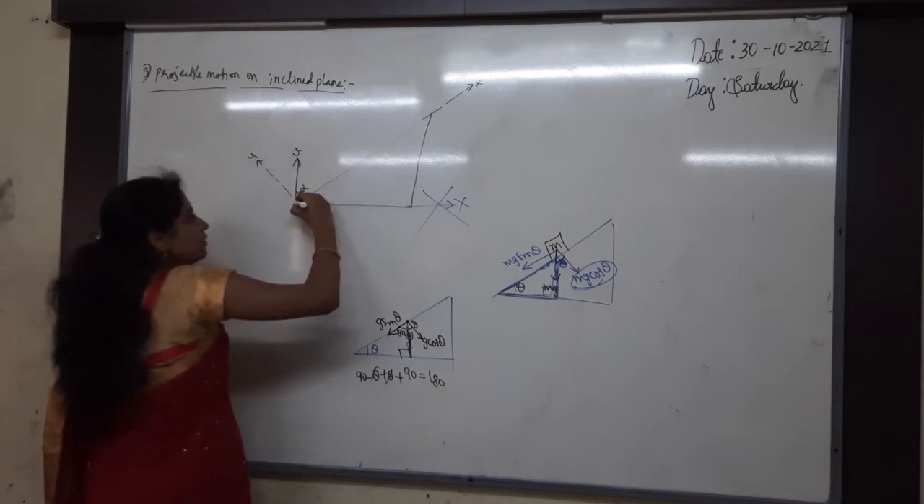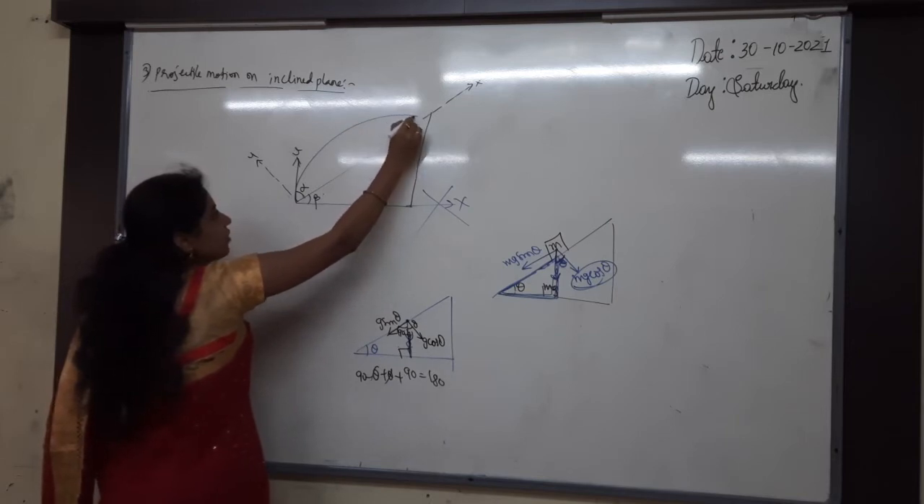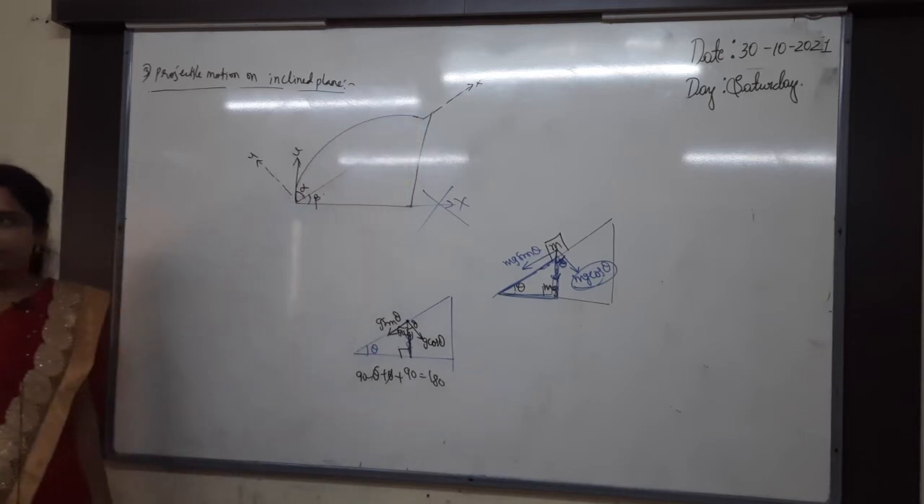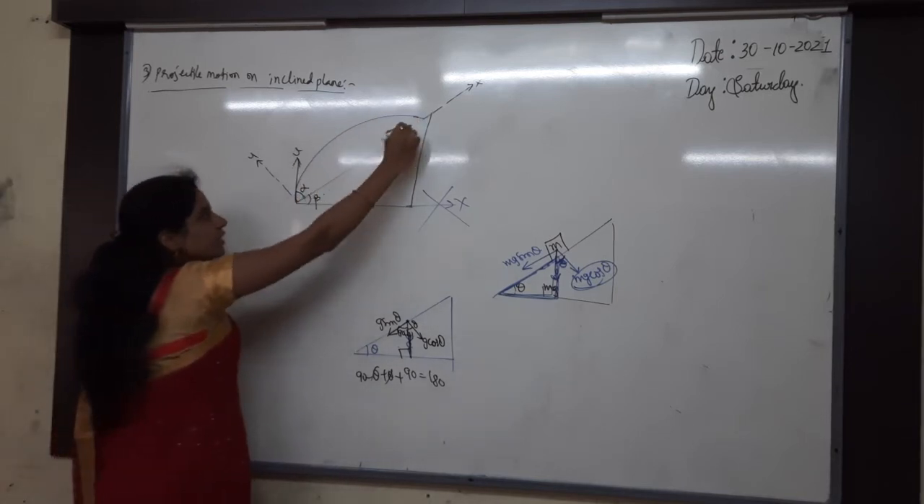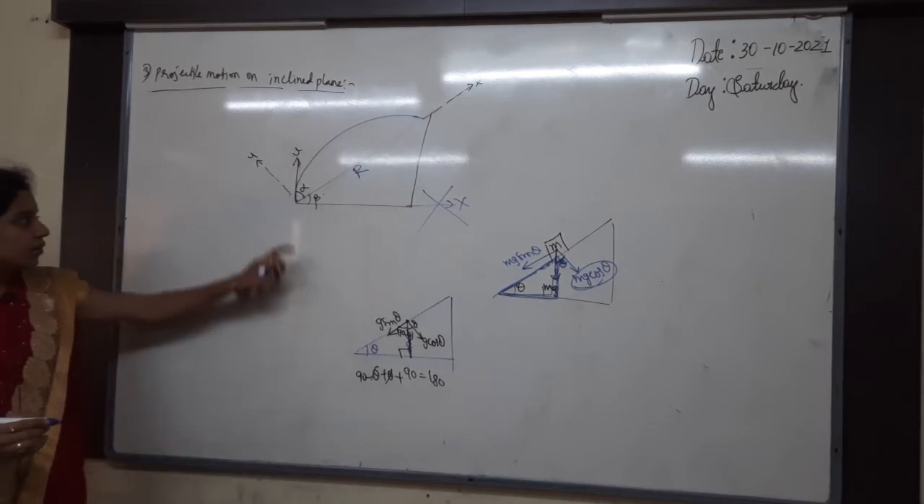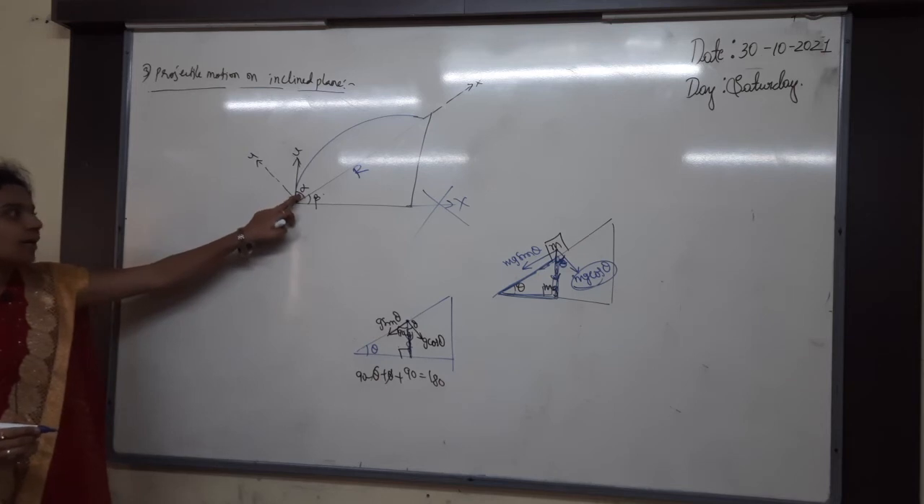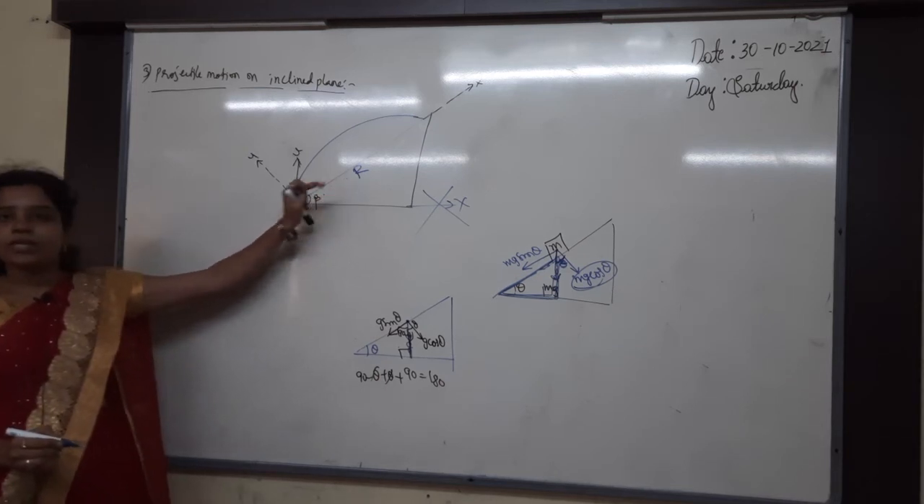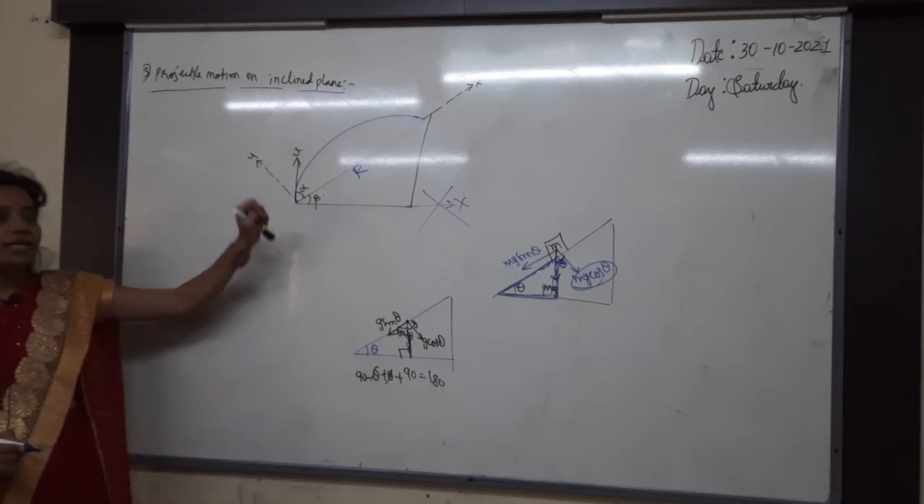Now I am projecting with some angle, it will go and then fall on the inclined plane like this, obviously. So this distance I can consider as the range. Okay. Now alpha is what? Alpha is the angle of projection with respect to what? Inclined plane. With respect to the inclined plane.